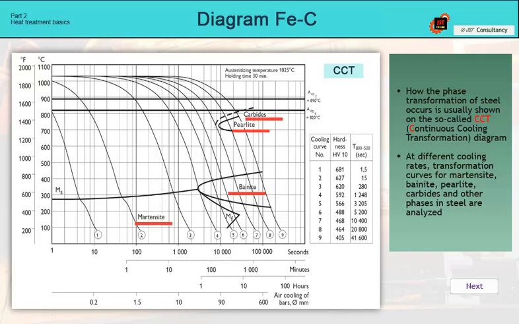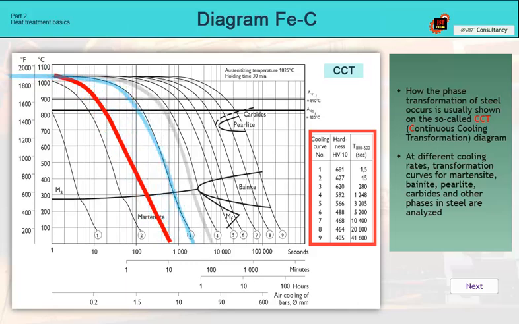The user, especially the technologist, is able to determine from the diagram both the necessary temperatures for austenitization and the necessary cooling rate of the steel to achieve the desired structure or to achieve the required hardness. It is therefore a basic document for technologists to determine heat treatment parameters.